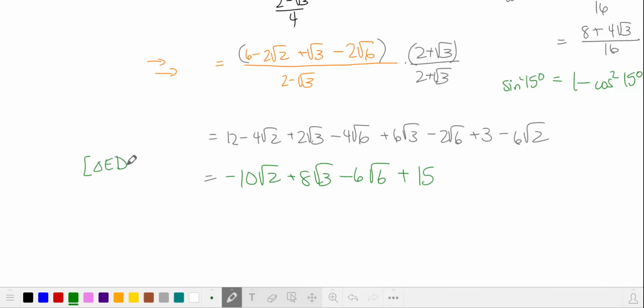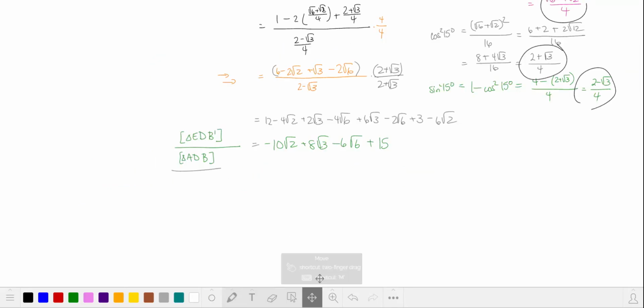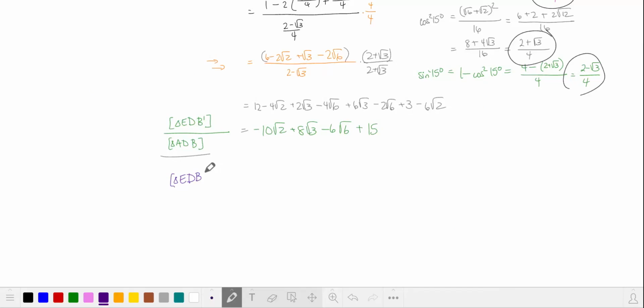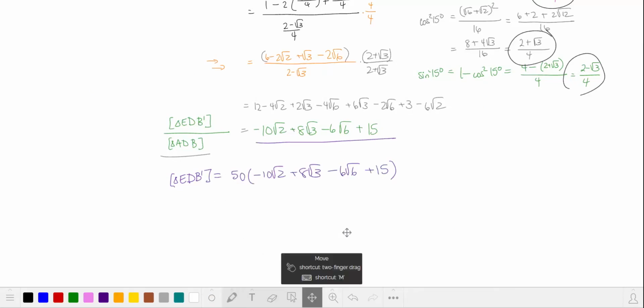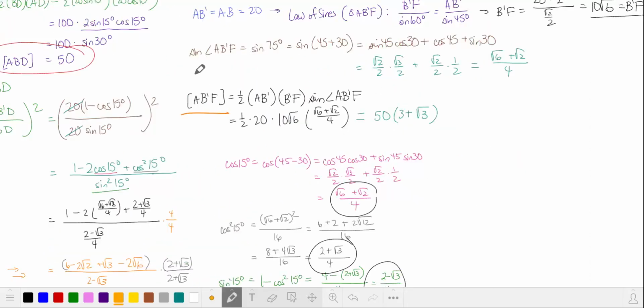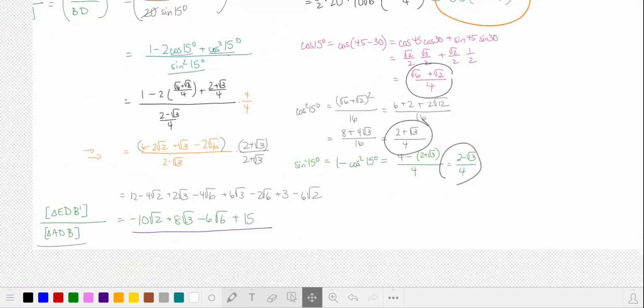This is the triangle that we want, EDB prime. And this was the larger triangle underneath, ADB. We have this denominator here. That area is 50. To find the area of triangle EDB prime, we're going to take this expression and multiply by 50. Ultimately, we're going to subtract this from the area of triangle AB prime F, which also has 50 as a factor. So let's do that first.